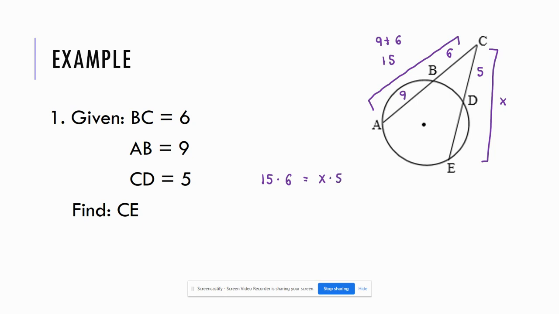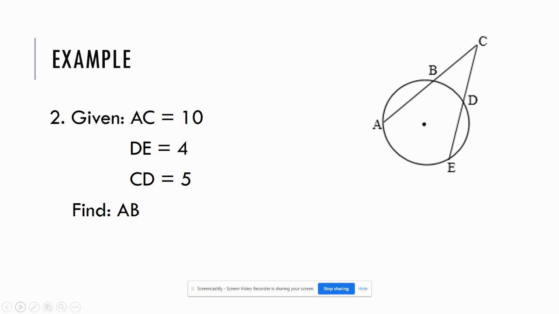So notice that now that we have our equation, we can start solving for x. We've got 90 equaling 5x. I'm going to divide both sides by 5. And so we get an answer of x to be 18. x is representing CE. CE is what I'm trying to find. So 18 is my final answer. So once again, 9 and 6 were not both the numbers that we were using with our secant. We had to add them together in order to use the true number in this equation.